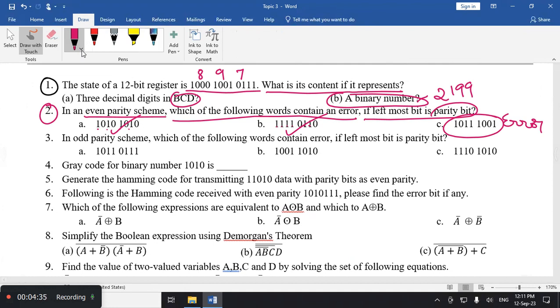Now see the next one, the third one. In an odd parity scheme, which of the following words contain an error if the leftmost bit is a parity bit? Tell me. 1, 2, 3, 4, 5, 6. This is an error, right? Now, 1, 2, 3, 4. This is an error. Right? Now 1, 2, 3, 4, 5. This is not in error. Done.